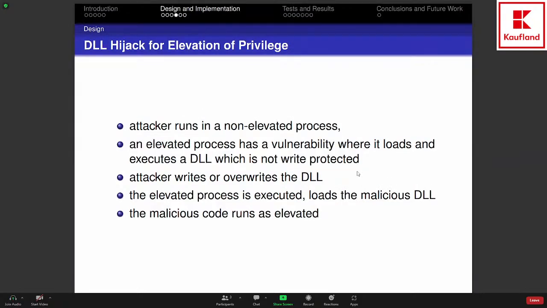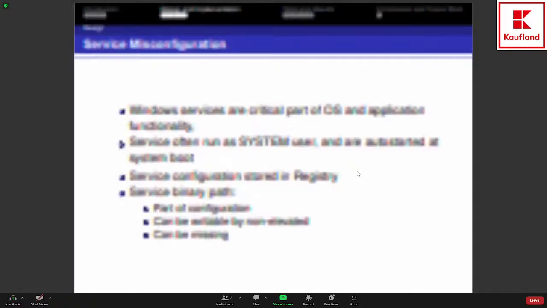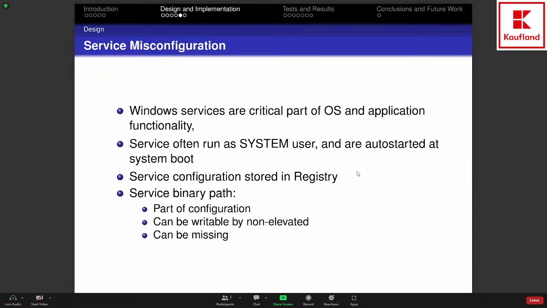Okay, so this is what I said previously, how elevation of privilege works. You have the attacker and you have the target, and these are the actions which we correlated in our monitoring plugin. If an unelevated process writes a DLL which is then loaded by an elevated process, it is likely that there is something wrong, because that is the generic pattern for privilege elevation.